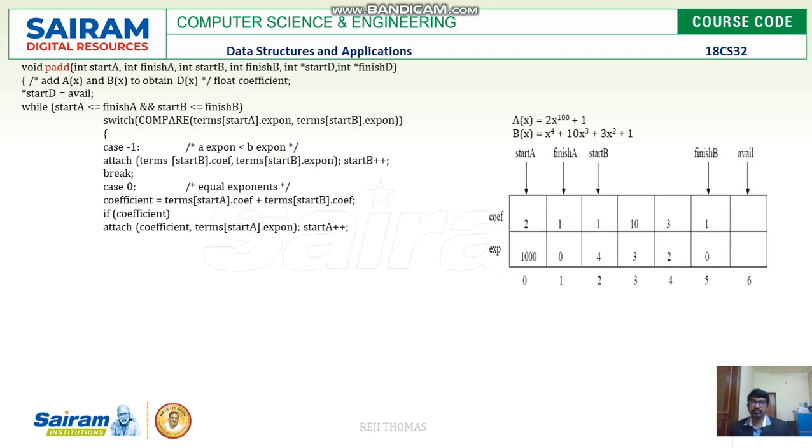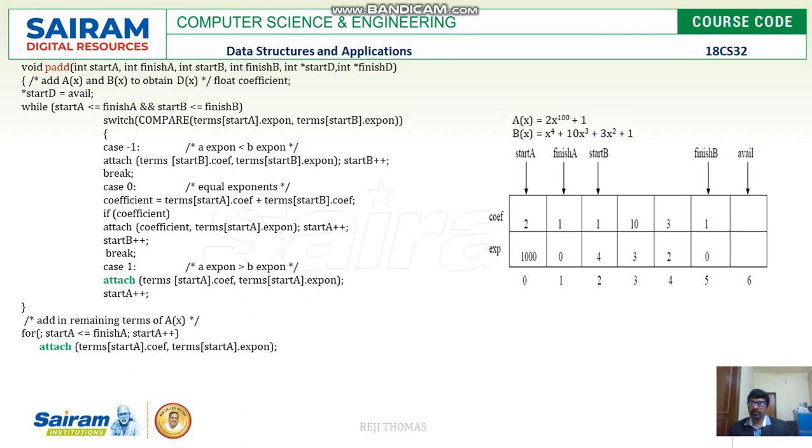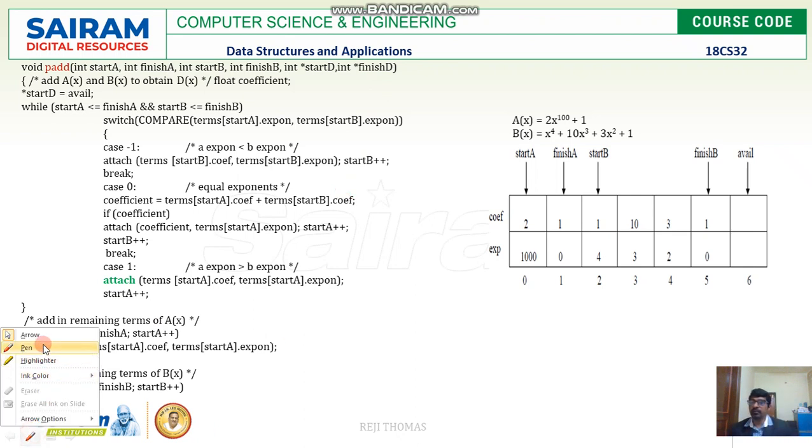So we have taken two polynomials. Please take care of the polynomials. We have taken very simple polynomials. One is A, the other one is B. A is 2x to the power 100 plus 1. The first polynomial has only two terms. For the first term, the coefficient is 2 and the exponent is 100, and for the second term it is 1 and 0.